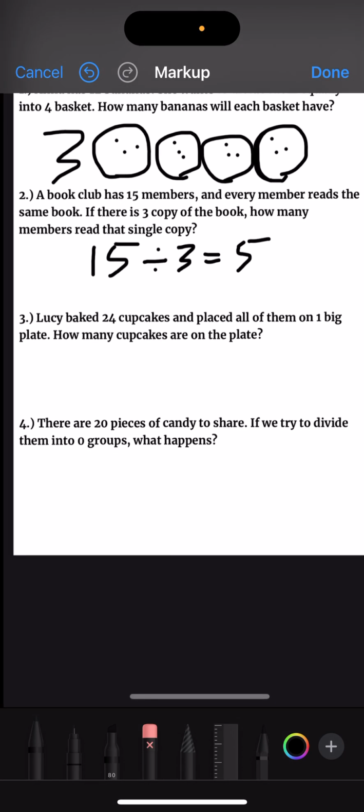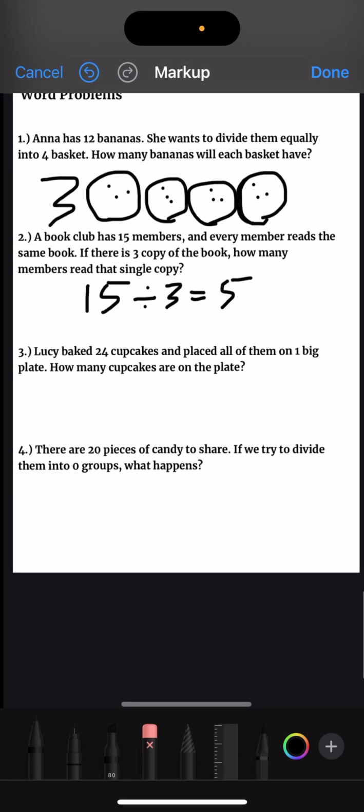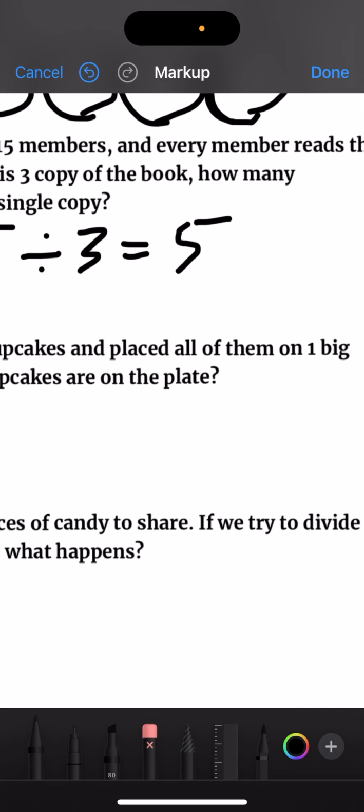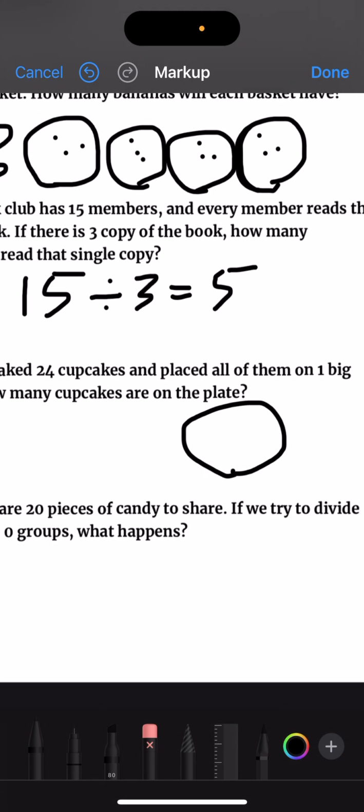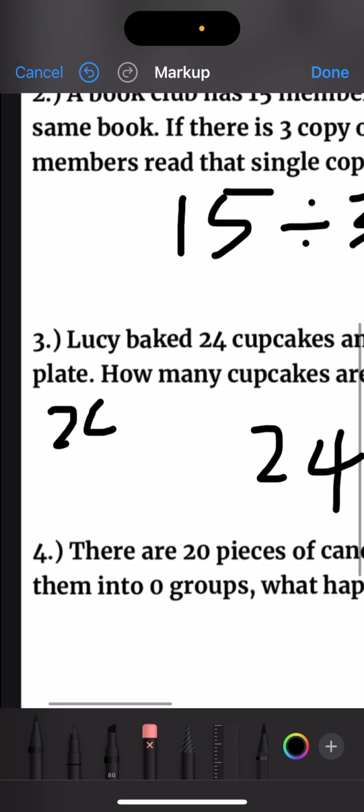Lucy baked 24 cupcakes and placed all of them in 1 big plate. How many cupcakes are on the plate? If Lucy placed them on 1 big plate, it is still going to be 24. So this is just proving the point that 24 divided by 1 is equal to 24.